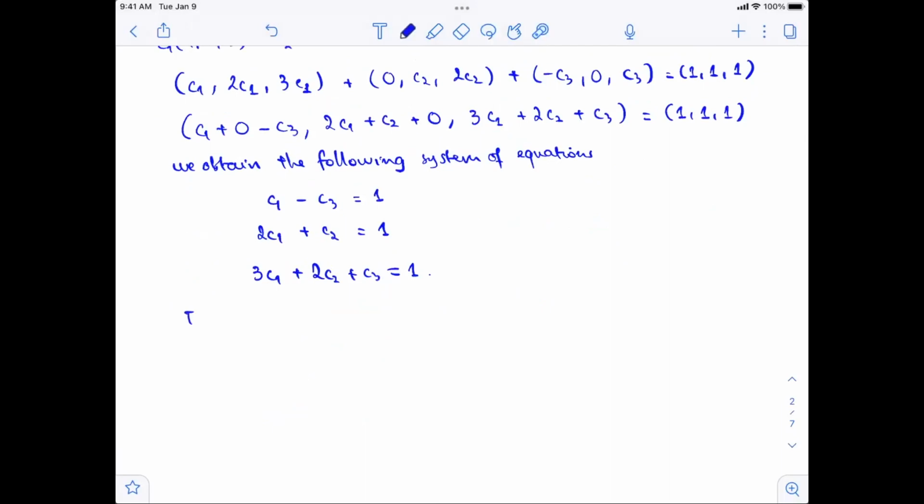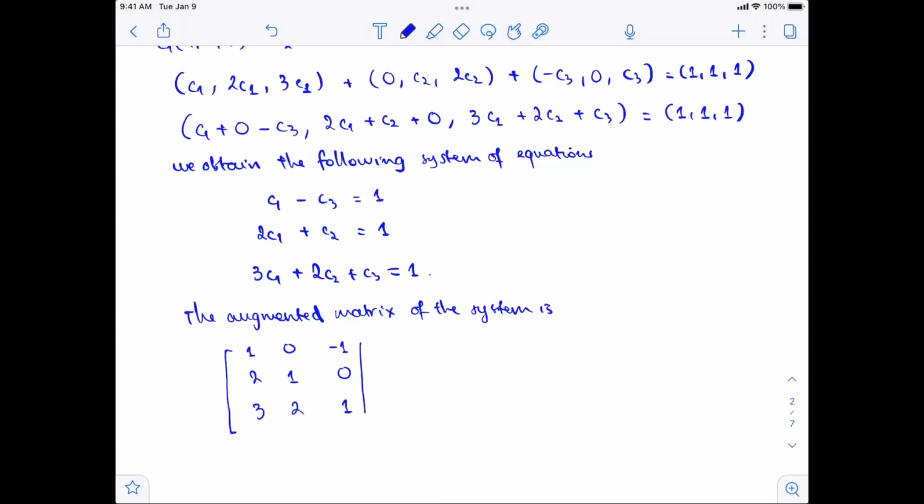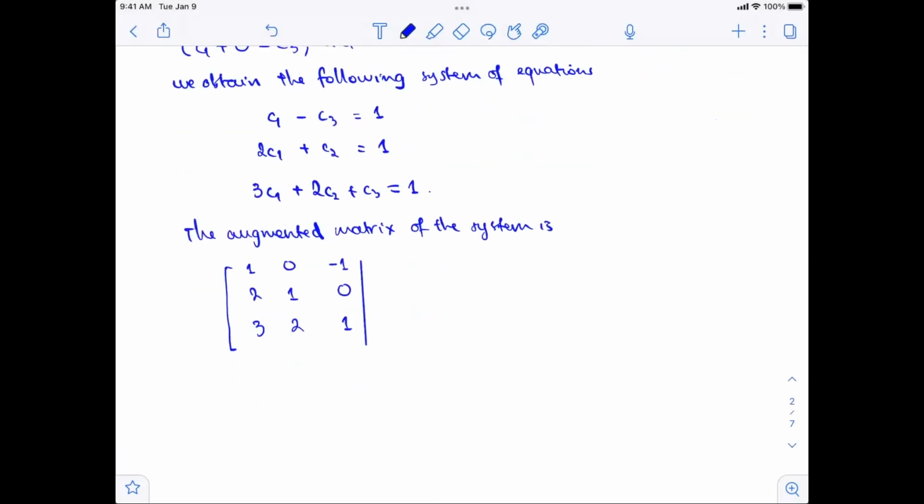Okay, so let me rewrite this as the augmented matrix for the system. The augmented matrix of the system is: you have 1, 0, -1; 2, 1, 0; 3, 2, 1, separated by a vertical line, and the constant matrix is 1, 1, 1. Okay, now I'm going to use Python to aid with the calculations. All right, let me turn to Python.